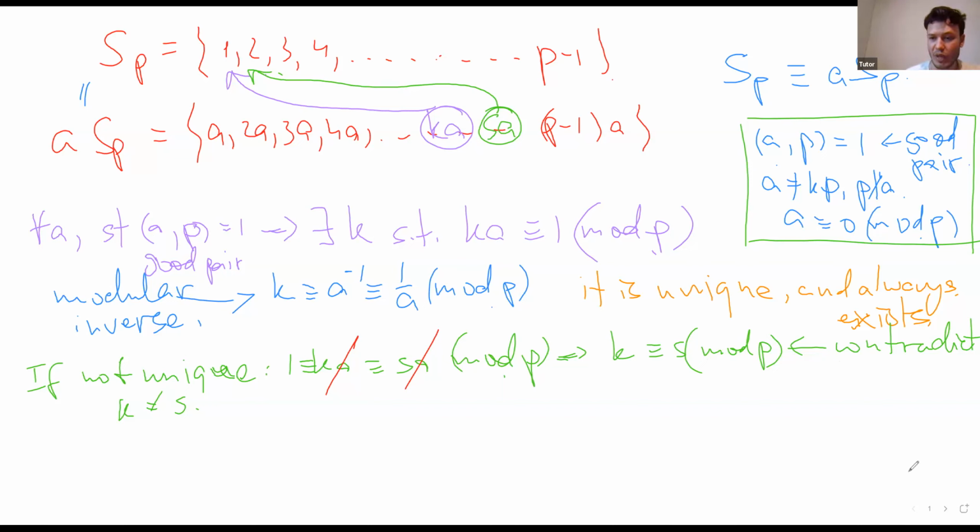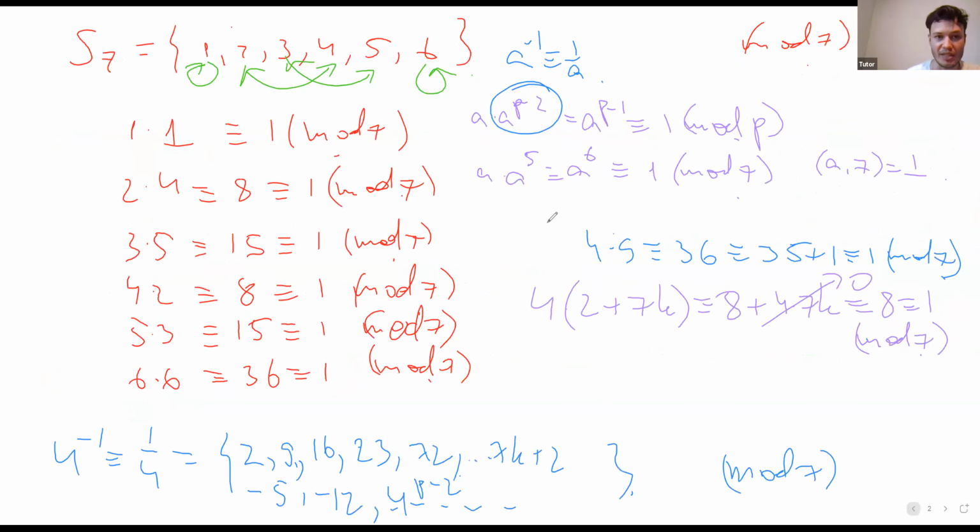Okay, so now that we have modular inverses, if we look at one example, we see that some numbers go in pairs. For example, if I look at mod 7, I see that 1 gets paired with 1, 2 and 4 get paired, 3 and 5 get paired, and 6 gets paired with itself, right? So now here's an interesting question.